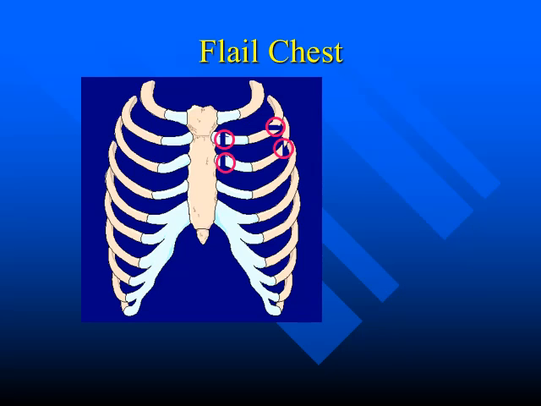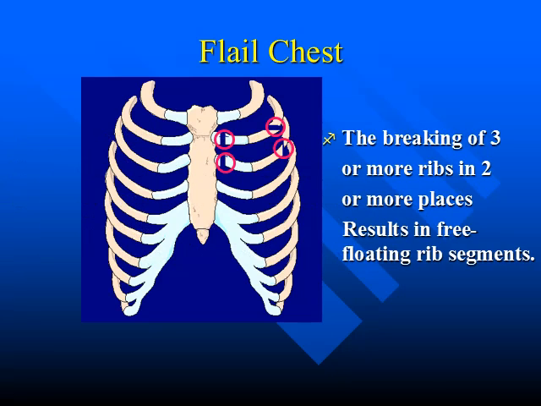This is a picture of a flail chest. And what exactly is a flail chest? Well, a flail chest is the breaking of 3 or more ribs in 2 or more places, and it results in what we call a free-floating rib. You can see there on the picture, it shows you where the same rib is broken in 2 separate places there. Alright, when this happens, we lose stability, and it usually causes respiratory impairment and usually severe respiratory distress.